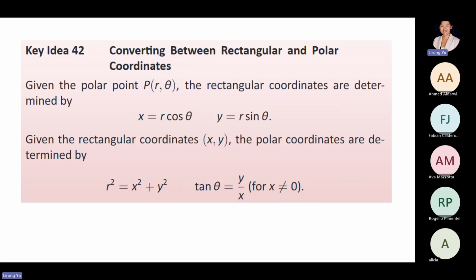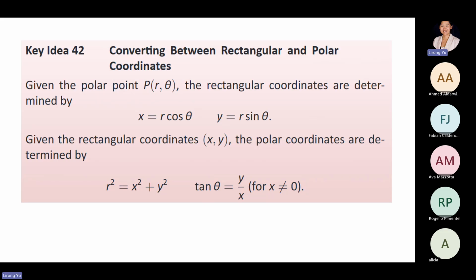So if you already have the x and y, you want to find the r and theta. Now r squared is equal to x squared plus y squared, depending on whether you want a positive r or a negative r. If you want a positive r, then r equals the square root of x squared plus y squared. If you want a negative r, then r equals negative the square root of x squared plus y squared. So r can be calculated based on what you need.